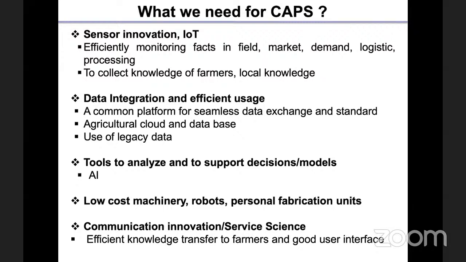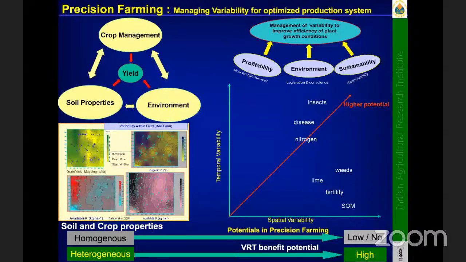innovations, service science, that's called agriculture extension, how we can potentially use the mobile network. So this is what we are looking forward to, use this cyber agrophysical system where big data analytics is going to play a big role.